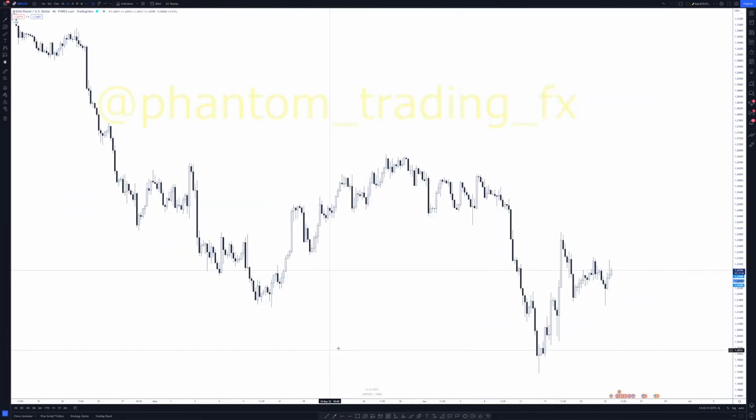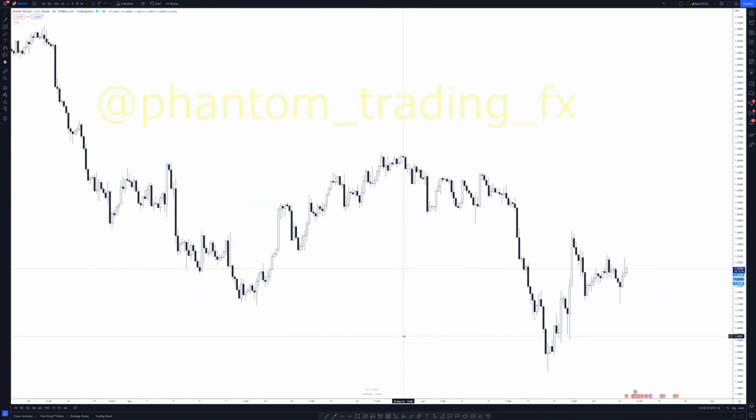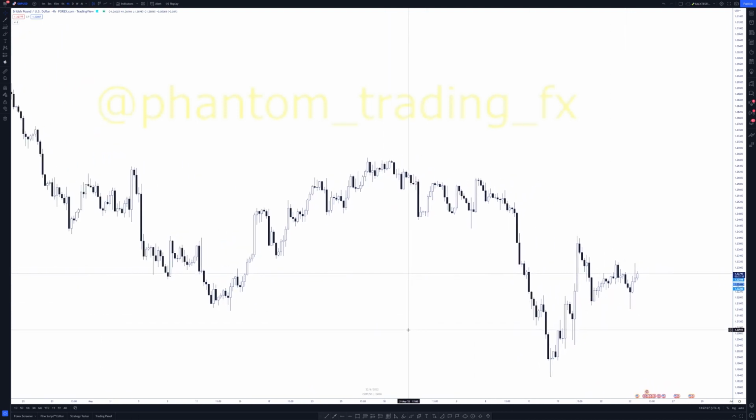Okay, so we are currently on the 4-hour on GBP USD, starting with end of April 2022 all the way to present day, which is now June 23rd. It is hot. It is summer. I sound like a weather forecaster, but anyways, I'm gonna mark out all the liquidity that's sitting here.